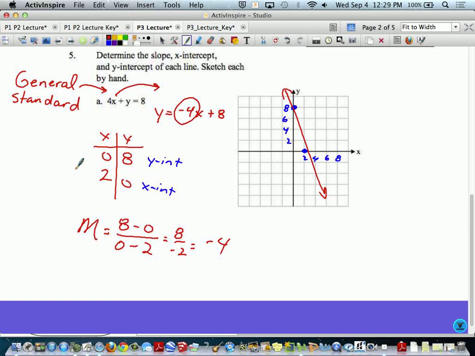One of my biggest pet peeves, I know I've shared a lot with you over the day, but intercepts, those are points. So when I ask you, what's the y-intercept in this problem, what is it? What's the y-intercept? 0, 8. It is not a single number, right?